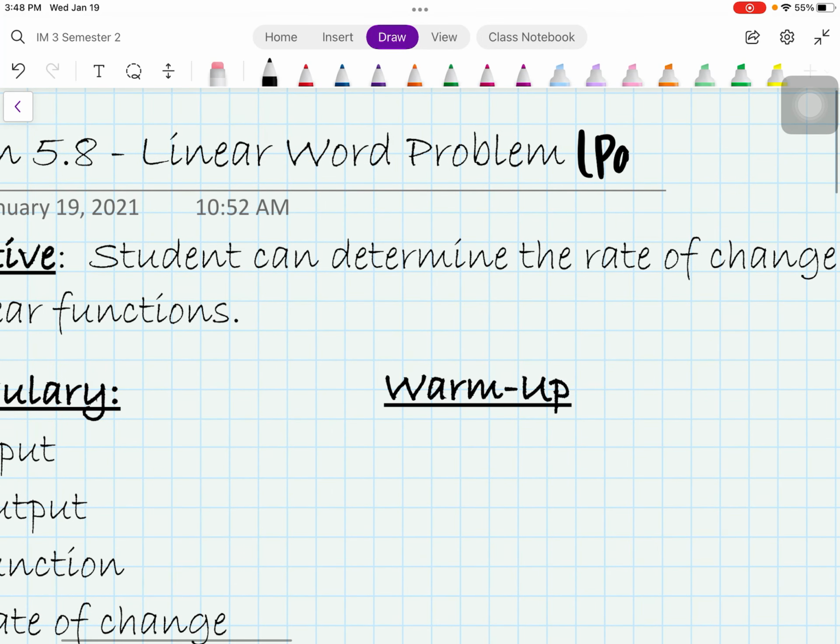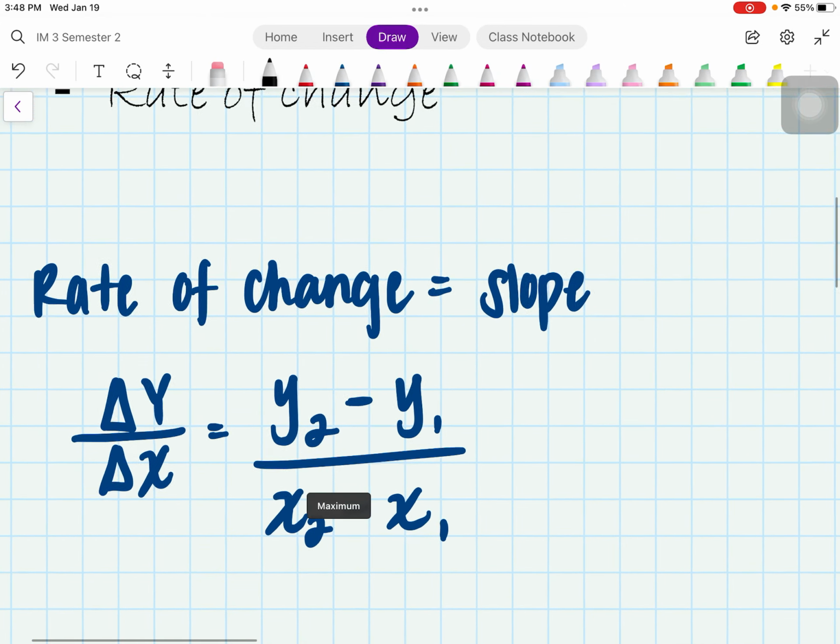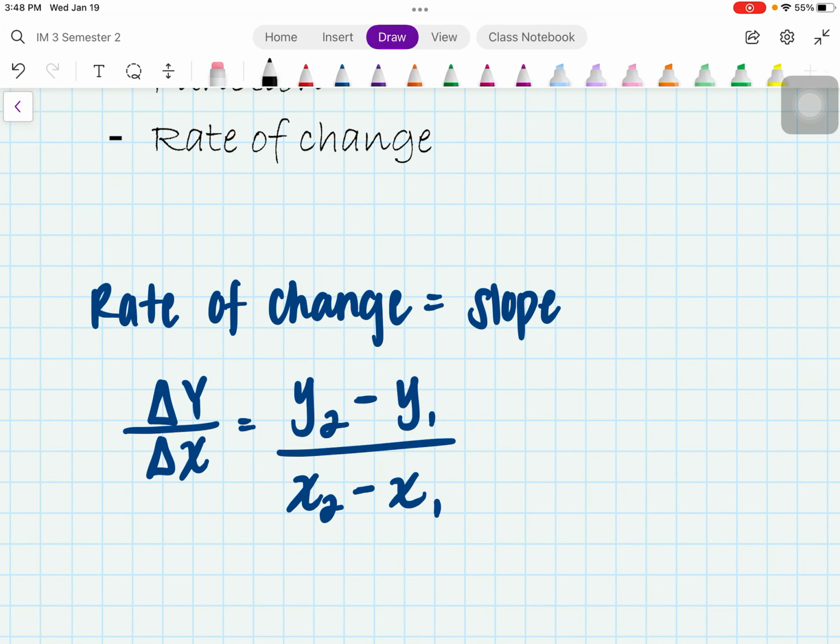All right, you guys, let's go ahead and get started here on lesson 5.8, and this is actually part 2. So again, part 2. And we want to go ahead and actually solve linear word problems. And we are going to be starting off with rate of change in this case, guys.